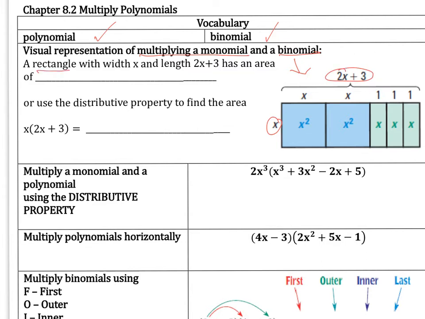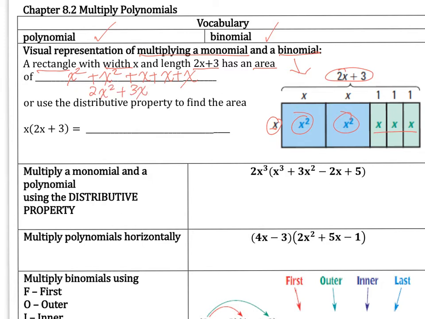A rectangle is given to you with width x and the length 2x plus 3. And obviously, this has an area of x squared plus x squared plus x plus x plus x. Okay, and by combining these variables, we get 2x squared plus 3x.